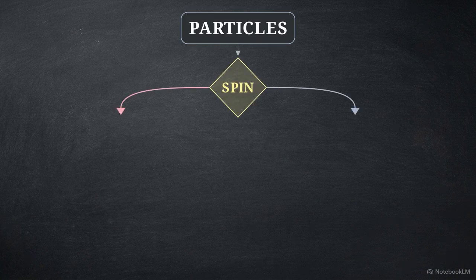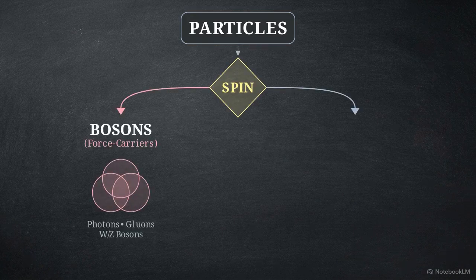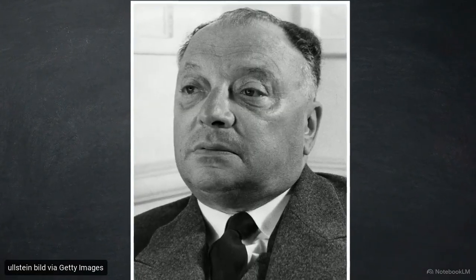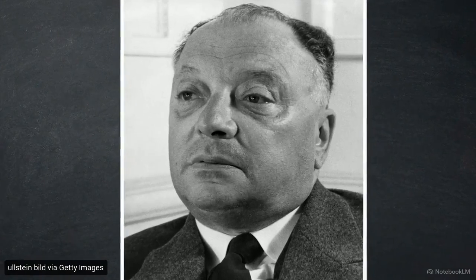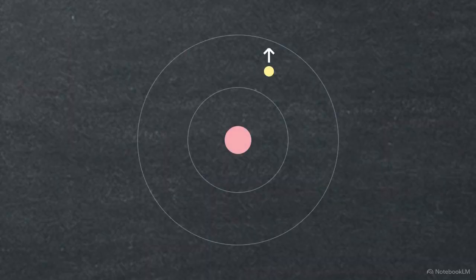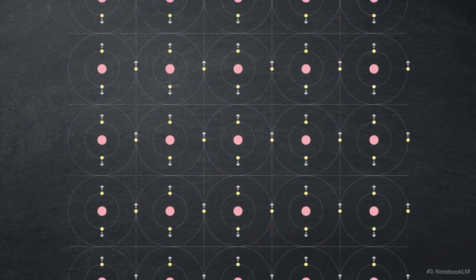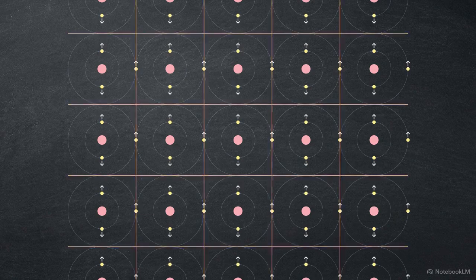A property called spin sorts every particle in the universe into one of two categories: the force-carrying bosons or the matter-building fermions. In 1925, physicist Wolfgang Pauli realized that the half-integer spin of fermions creates a rigid geometric boundary for how matter can be arranged. This is the Pauli exclusion principle. Because electrons are fermions, no two electrons can occupy the exact same space with the exact same set of quantum numbers. Once the slots in the lowest orbit are full, additional electrons are forced into a wider, higher orbit. This single rule gives matter its physical volume.